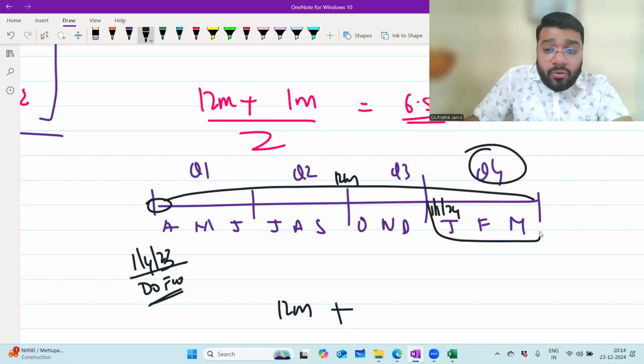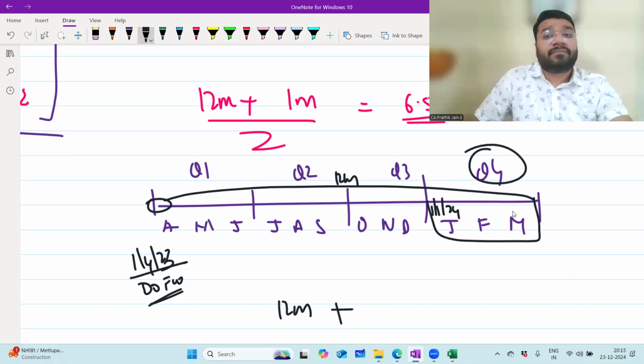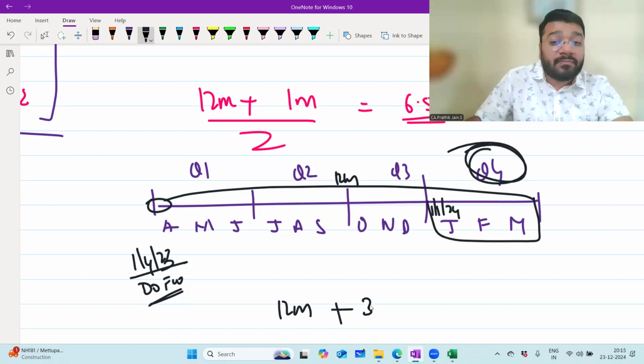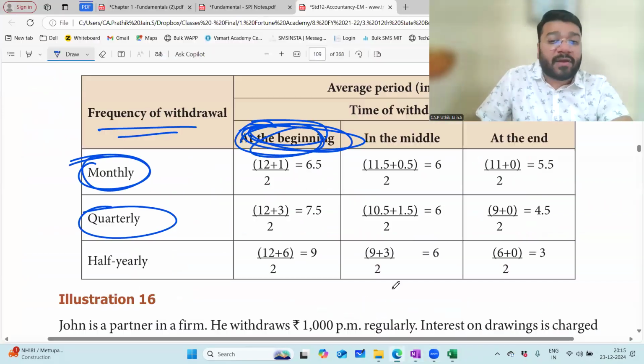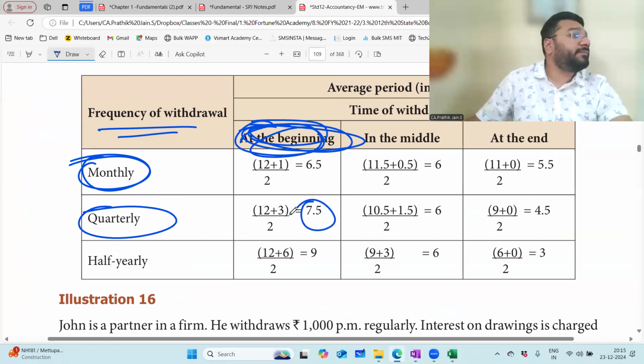From 1 Jan 24 to 31st March 24, this money which you withdrew at the beginning of quarter 4 has been enjoyed by you for how many months? 3 months. Please do the average of that. 12 plus 3 is how much? 15 by 2, which is 7.5.